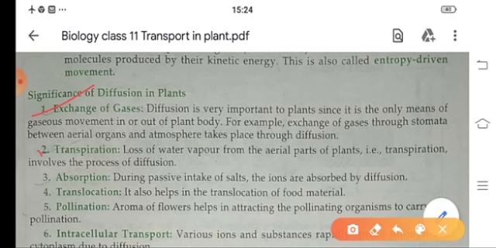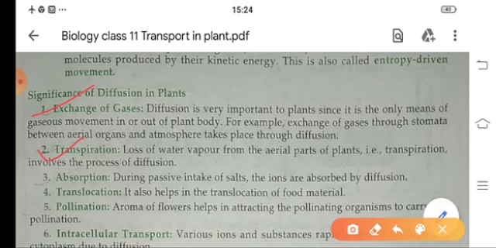Diffusion also helps in the transpiration process, because in transpiration water is lost from the upper part of the plant body in the form of water vapor. So it also involves the diffusion process, because as soon as this water goes out from the plant body and diffuses into the atmosphere, the rate of transpiration will be more.